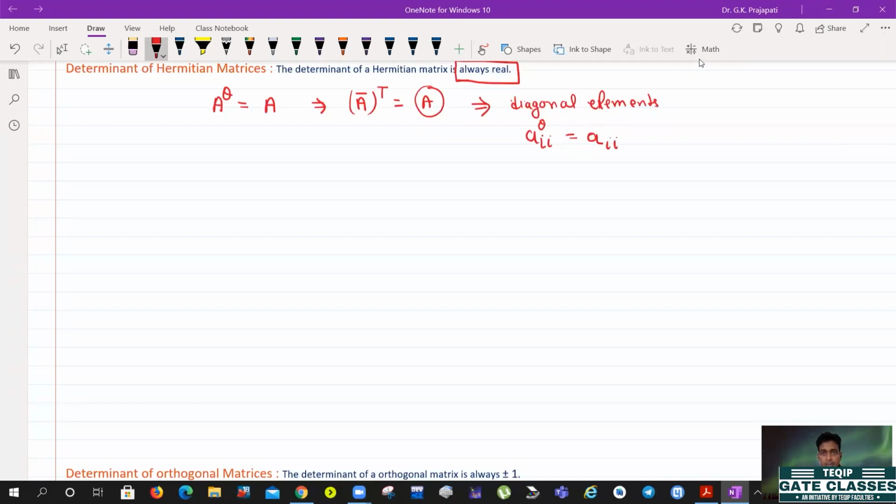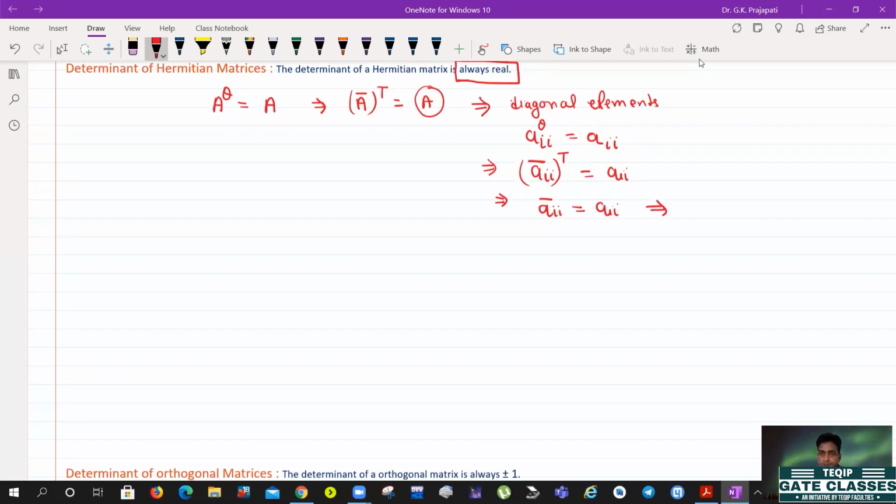equal to A_ii. This implies transpose conjugate means, first of all, we take its conjugate and after that we take its transpose, equal to A_ii. And we know that the transpose of a diagonal element is again the same element, that is, A_ii bar, the conjugate, equals A_ii.